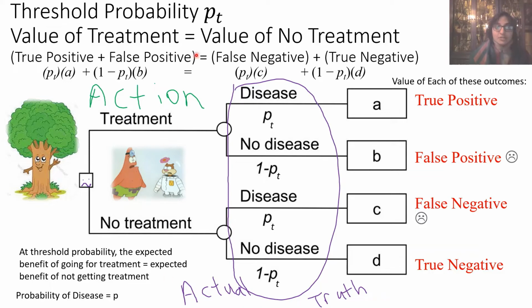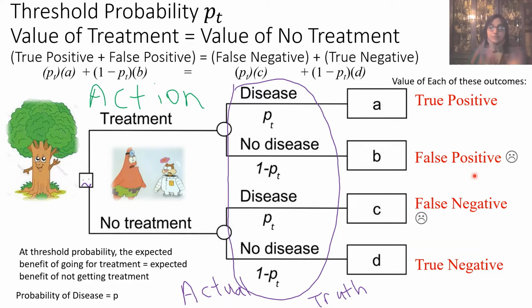So a threshold probability is something where the key idea is that you're going to look at the outcomes from going for treatment and you're going to look at the outcomes from not going for treatment. If you go for treatment, the outcome could be that you have the disease, so it was a true positive, and you get the value of it. But there's also the chance that you don't have the disease, so you're getting the con of the false positive. So it's sort of like weighing it. That's the result that you would get if you go for treatment.